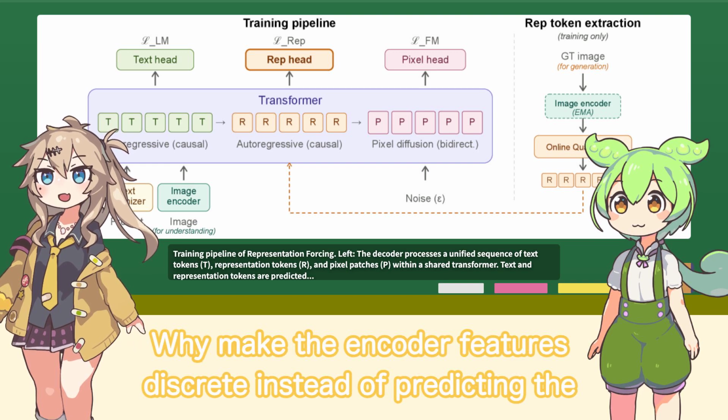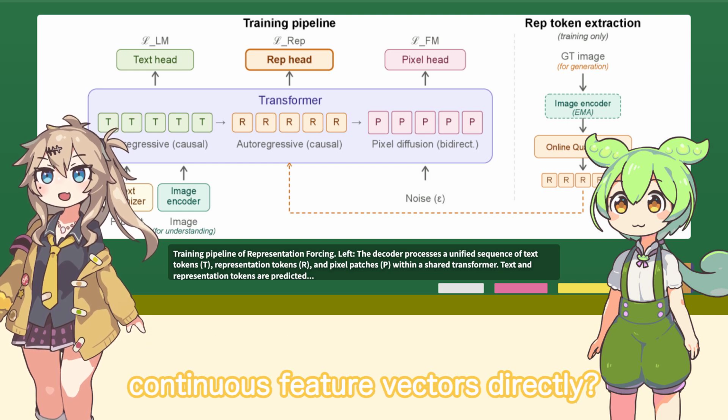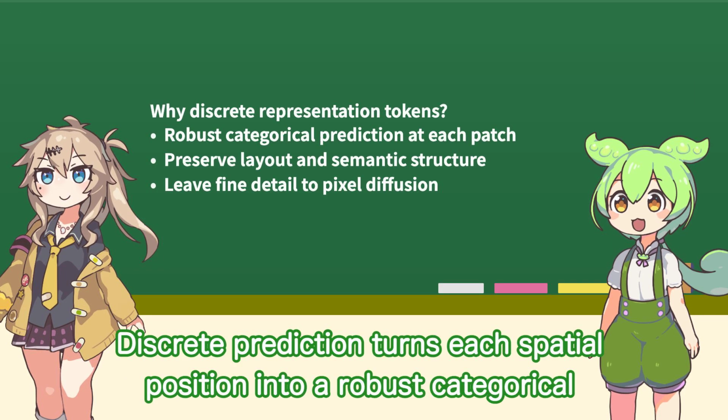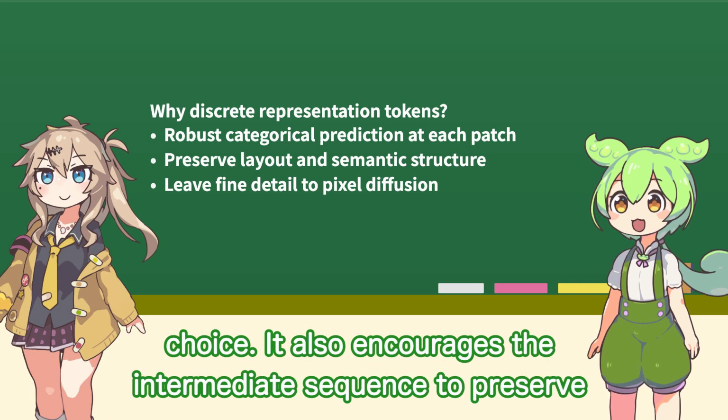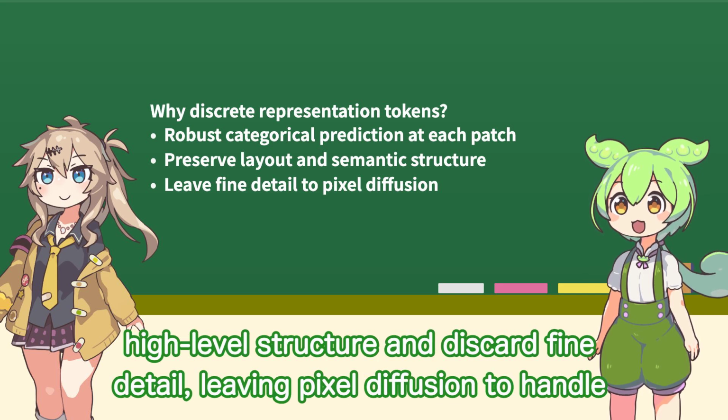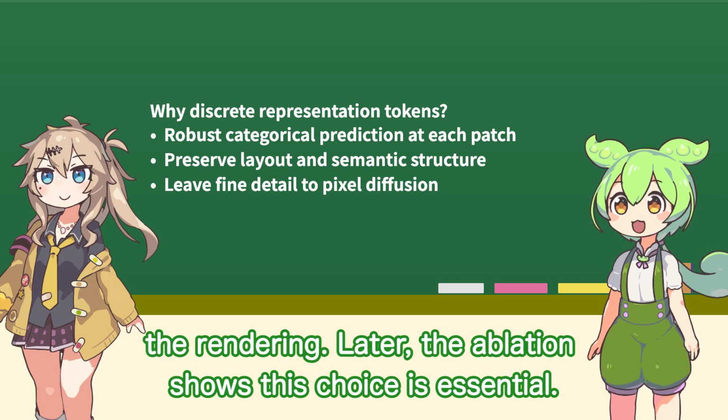Why make the encoder features discrete instead of predicting the continuous feature vectors directly? Discrete prediction turns each spatial position into a robust categorical choice. It also encourages the intermediate sequence to preserve high-level structure and discard fine detail, leaving pixel diffusion to handle the rendering. Later, the ablation shows this choice is essential.